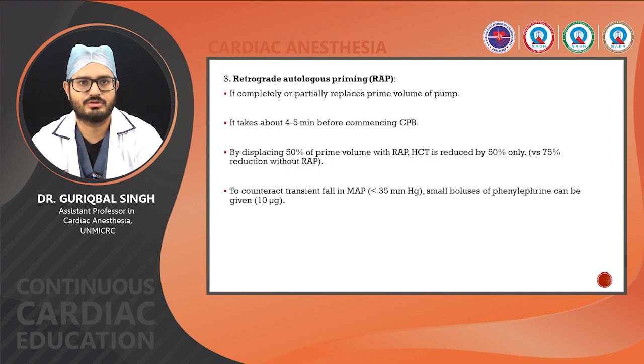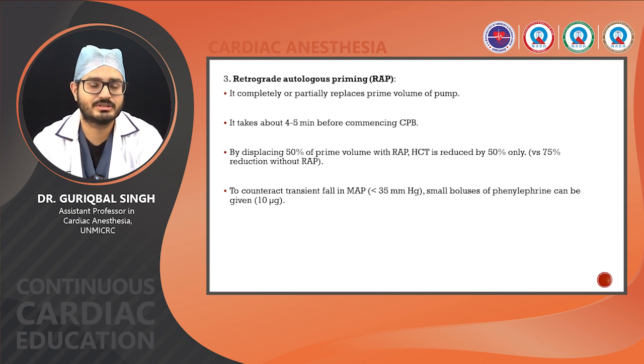Then retrograde autologous priming, which completely or partially replaces the prime volume of the pump. It takes about 4 to 5 minutes before commencing CPB. By displacing 50% of the prime volume with retrograde autologous priming, hematocrit is reduced by 50% only, versus 75% if we are not doing RAP. To counteract the transient fall in mean arterial pressure, small boluses of phenylephrine can be given.